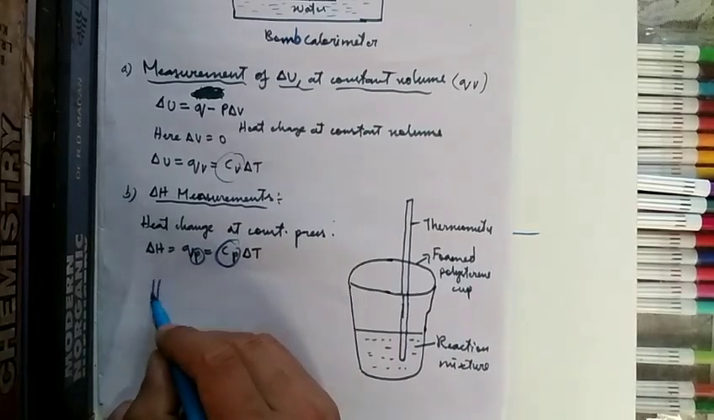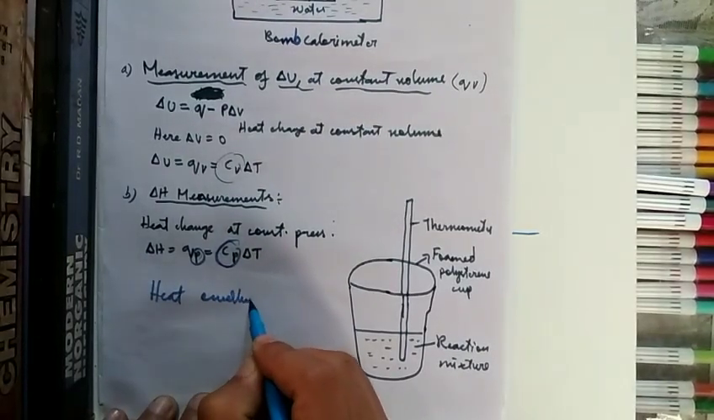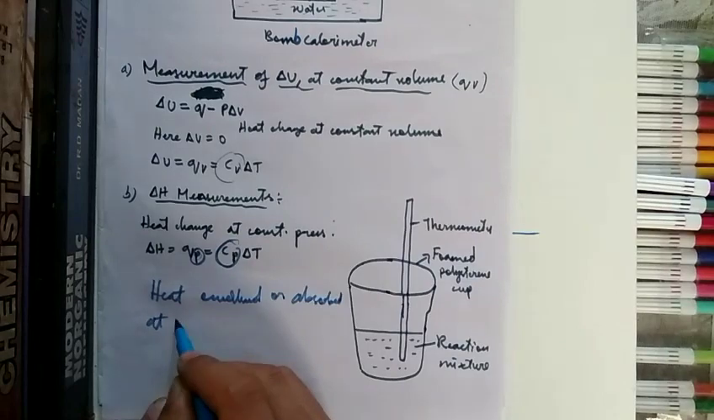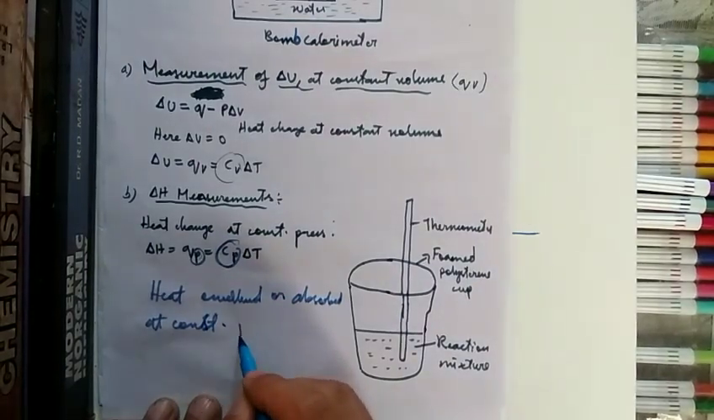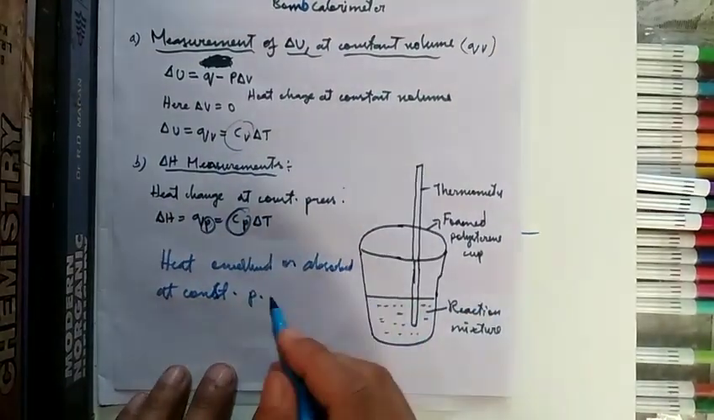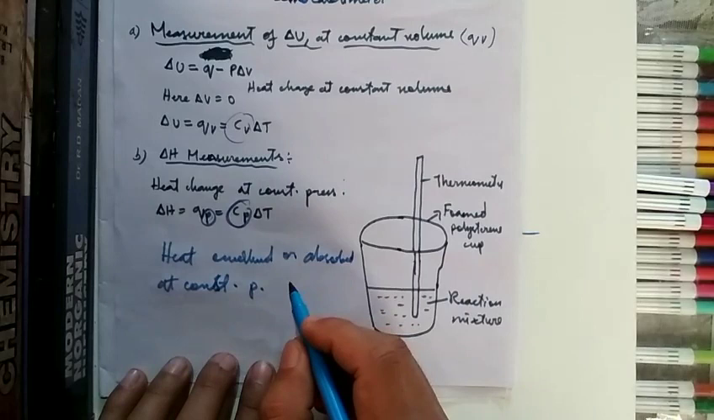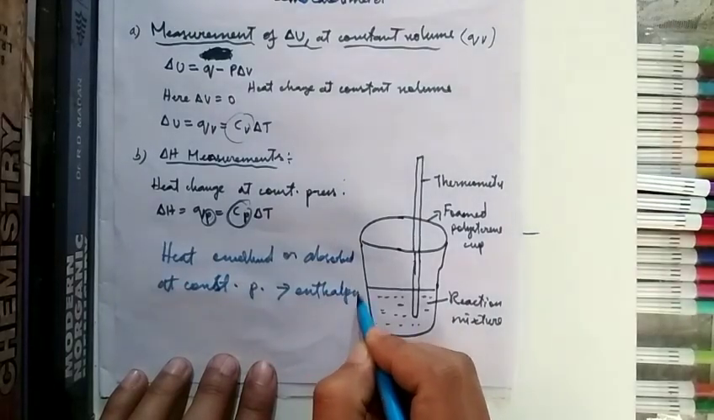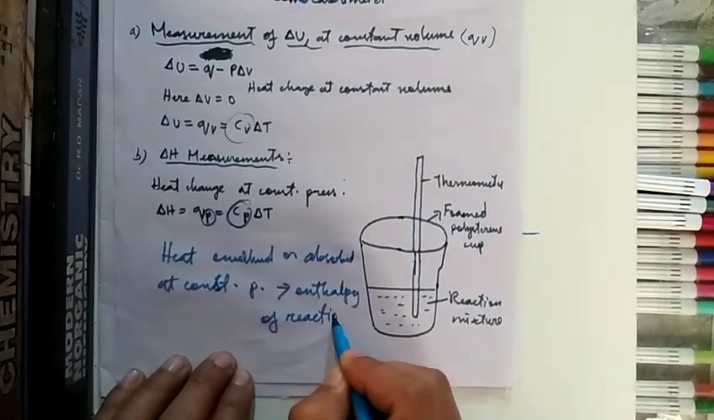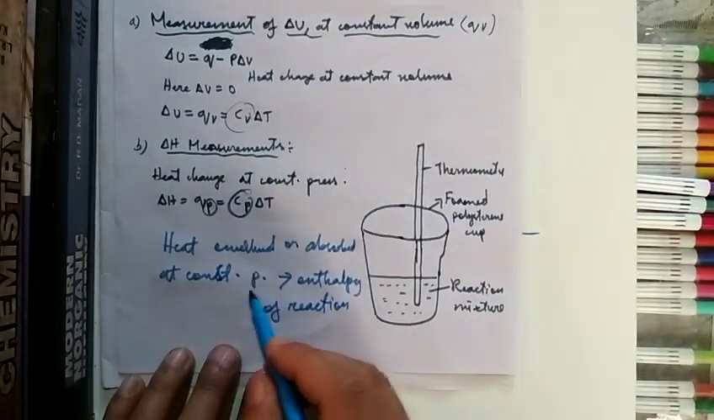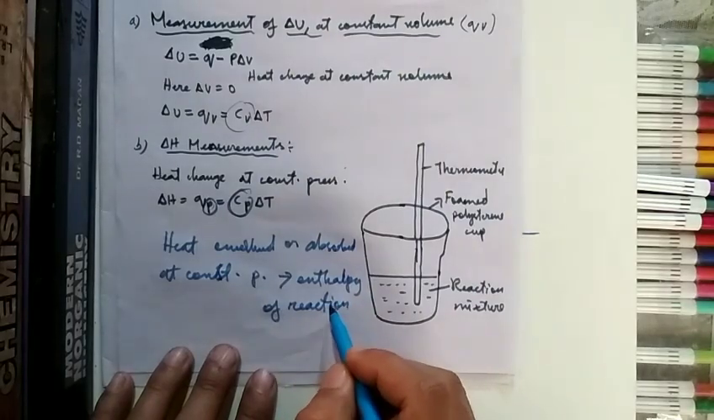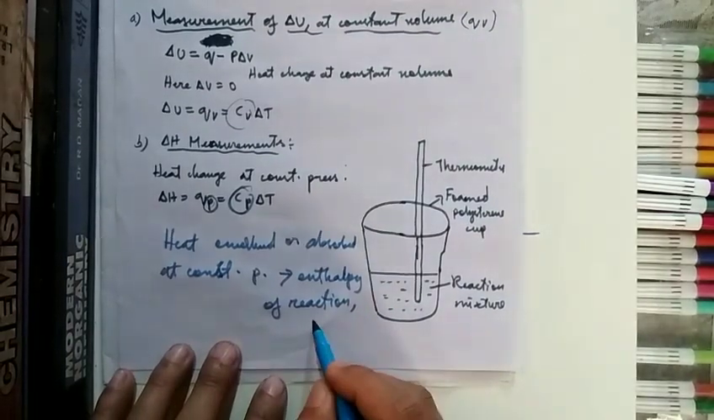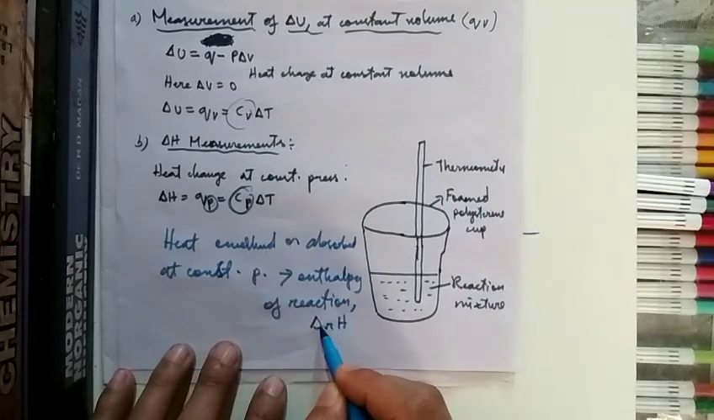Now the heat evolved or absorbed at constant pressure is called enthalpy of reaction. So heat evolved or absorbed at constant pressure is known as enthalpy of reaction. Enthalpy we know, right? Heat of reaction. This is denoted by delta rH.